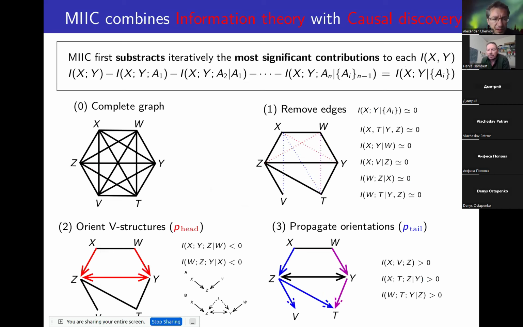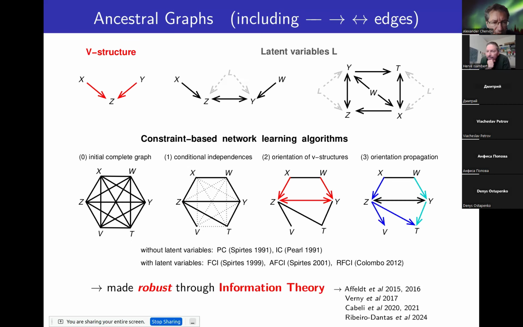Okay, may I ask a little bit? Sure. Is it possible to give some more intuition on each step? So first, conditional independence: what are we doing? We are erasing some edges. Yeah. What is our intuition to erase these edges?